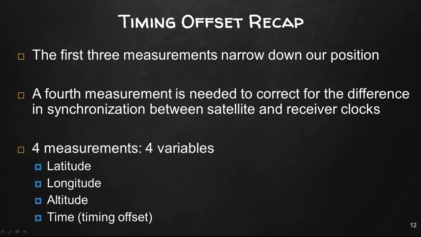With 4 measurements, we have 4 variables. We can now calculate the latitude, longitude, altitude, and timing using timing offset. That is how and why you need at least 4 satellites to get a fixed position of the receiver. Anything less than 4 will not be accurate and will not work.